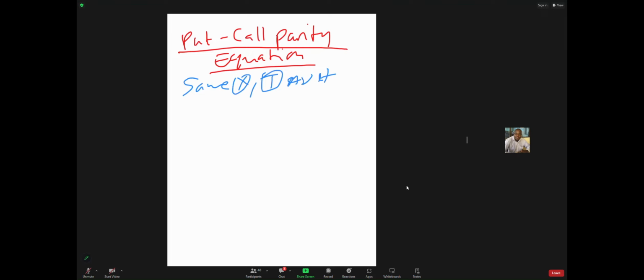So if that is true, then the put call parity equation says S0, which is the underlying spot price, plus the value of the put, is equal to C0 plus X over (1 plus r)^T, which is the present value of the exercise price. I hope you can crack this equation.